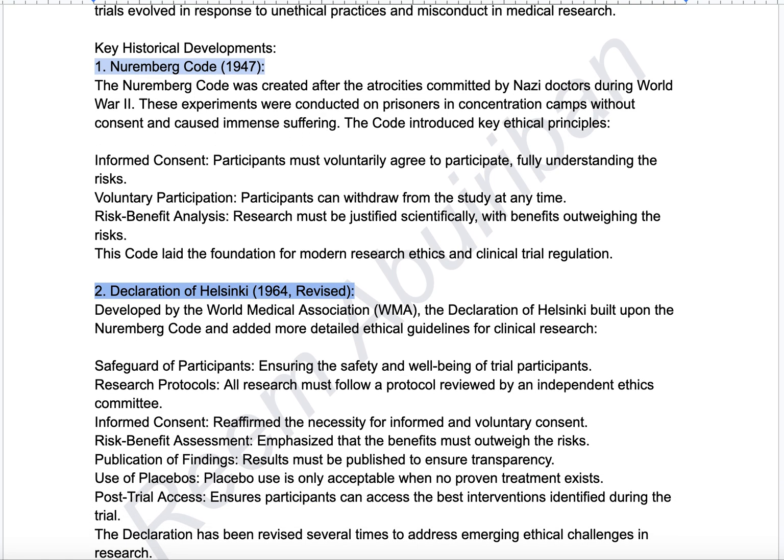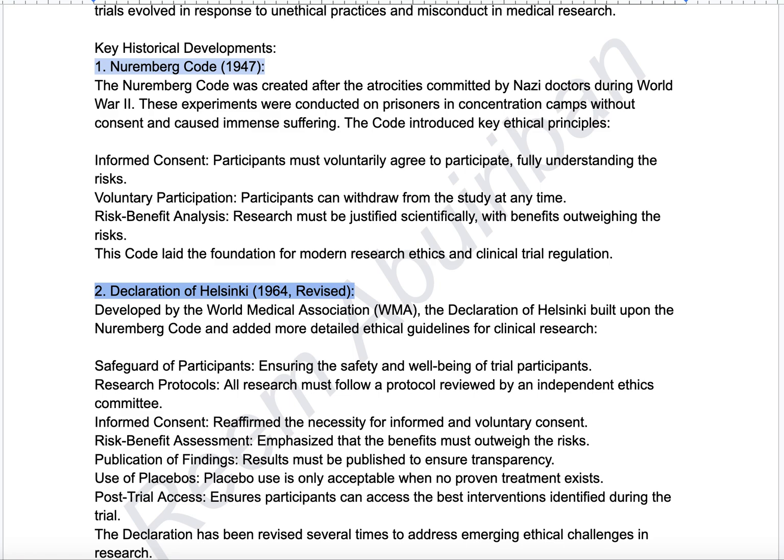The first one is the Nuremberg Code, which was in 1947. The Nuremberg Code was created after the atrocities committed by Nazi doctors during World War II. These experiments were conducted on prisoners and concentration camp inmates without consent and caused immense suffering. The code introduced key ethical principles.